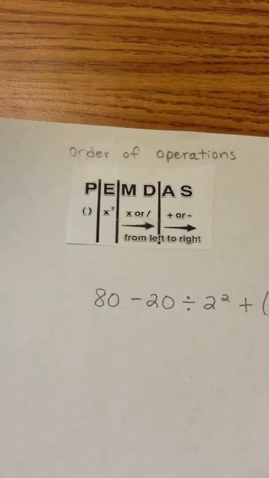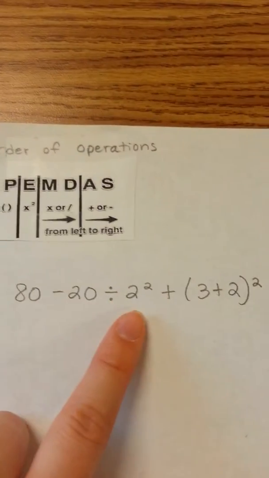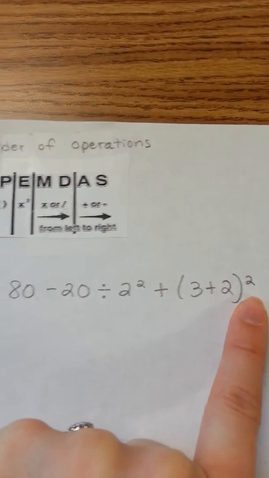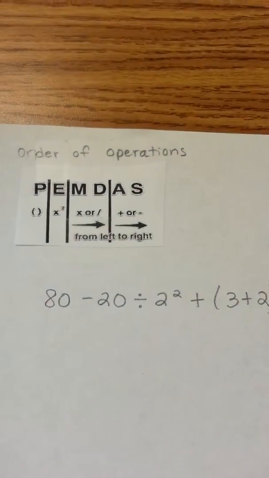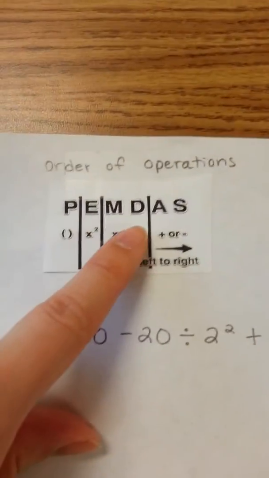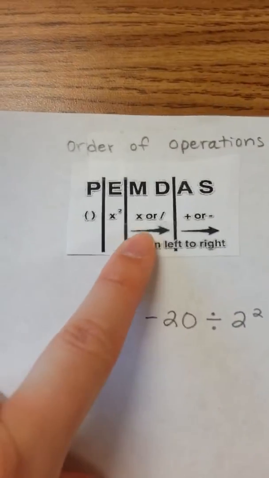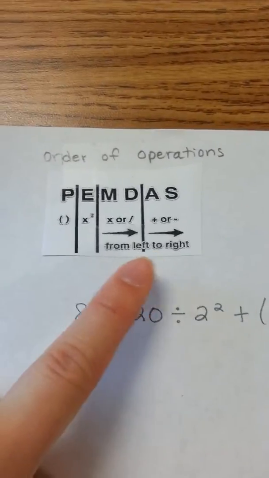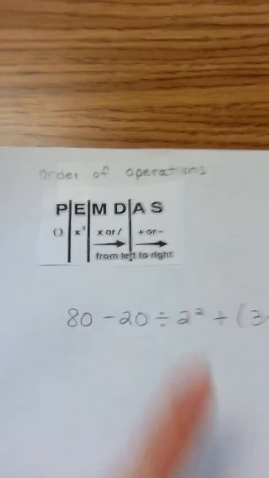The exponents will be addressed next. So this exponent here and this exponent here will be addressed next. Then you have multiply or divide. Notice that it's or divide, multiply or divide from left to right.